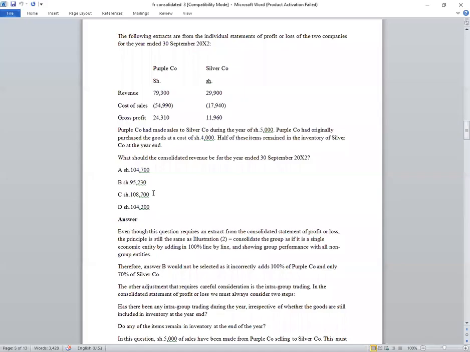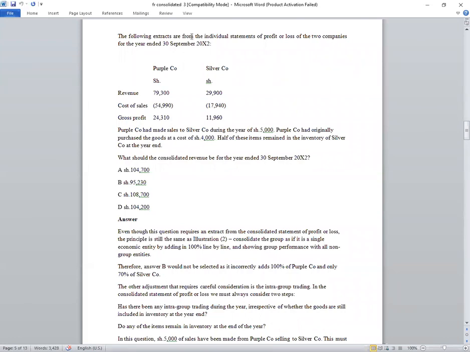So how will we be able to get the group cost of sales here? The group cost of sales will look like this. I'll take the one of the parent. The one of the parent is 54,990, plus the one of the subsidiary. The one of the subsidiary is 17,940, minus the intra-sales of 5,000, plus the UPS. UPS must always be added there, plus UPS of 500.